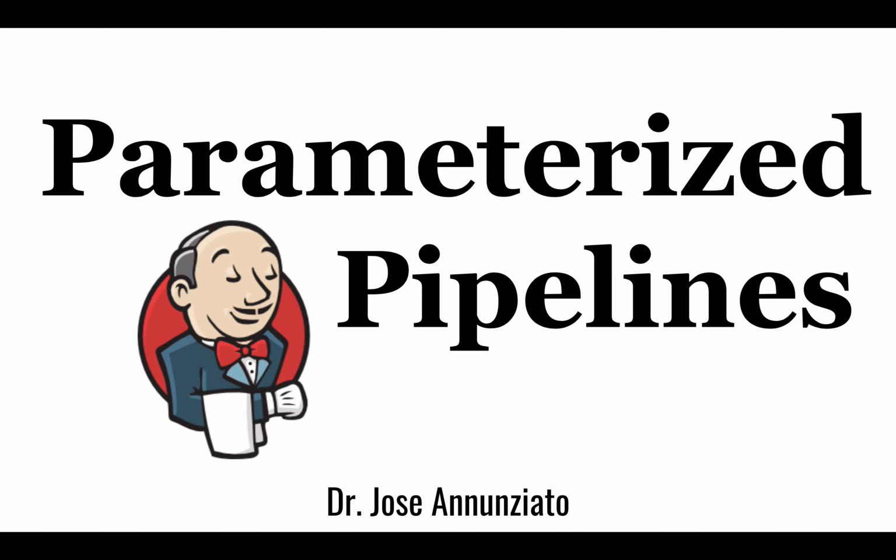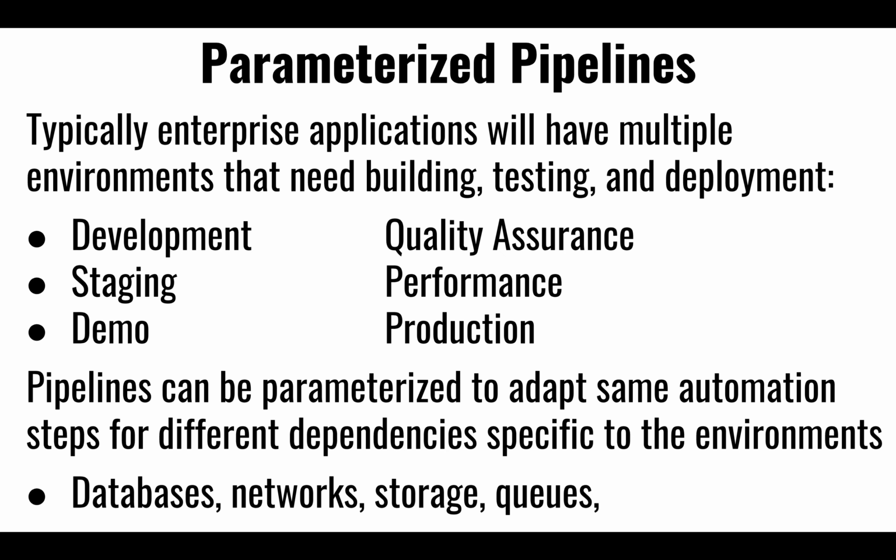So oftentimes, you want to be able to parameterize the pipeline so that you can apply the same pipeline to different environments, where you can configure things that are specific to each environment. Environments might be the QA environment, the development environment, the staging environment, the demo environment, each one with its own set of parameters. Different databases, different networks, different queues.